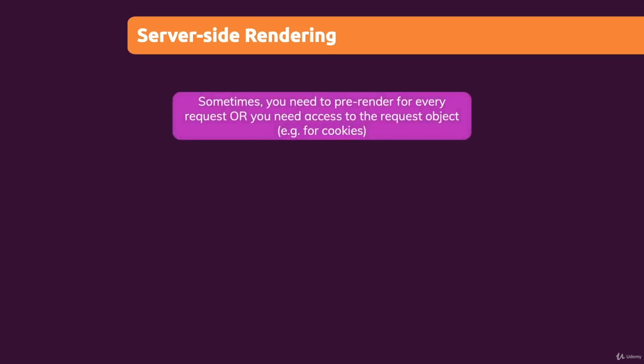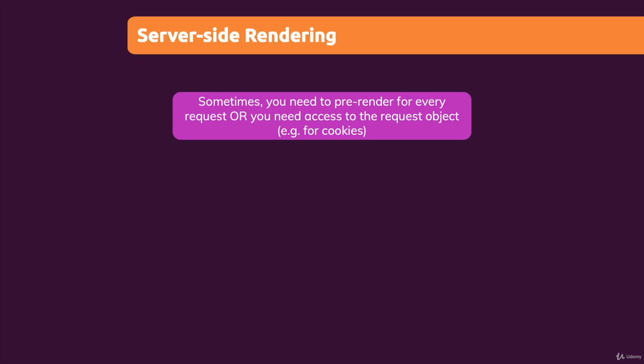But sometimes static generation is not enough, and instead you need real server-side rendering. Which means that you do need to pre-render a page for every incoming request. So not at most every second, but really for every incoming request, and or you need access to the concrete request object that is reaching the server, because, for example, you need to extract cookies. And that is something we're also going to see later in the course when we talk about authentication, but I already want to introduce you to real server-side rendering here.